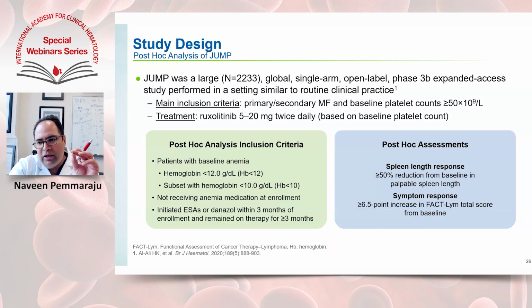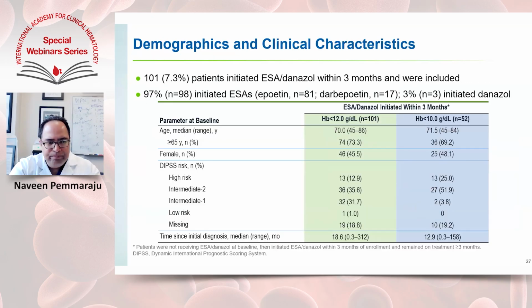So the question is, when you have Rux and anemia, how do those patients fare? Okay, so out of this large study, about 7%, so 100 of these patients, fell in this criteria: anemia, getting ESA or danazol within 3 months. Almost all of them initiated ESAs, so either EPO or DARBI, and only a few of them, 3 patients, initiated danazol. You can see the characteristics here.